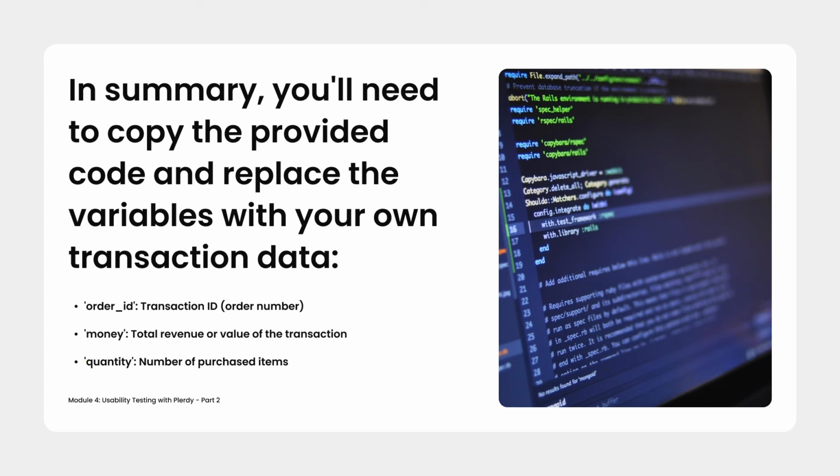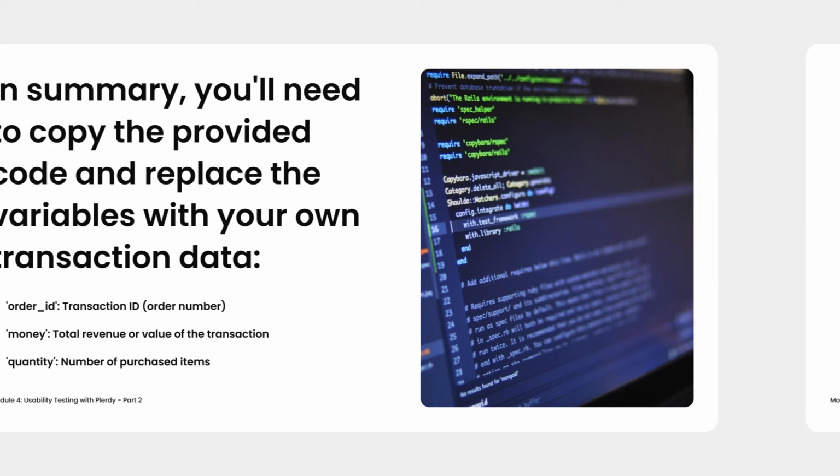Order_ID is the transaction ID or order number. Money is the total revenue or value of the transaction. Quantity is the number of purchased items. Next, install the edited script on the page that confirms a successful order. Place a test order to ensure the data appears correctly in the Plerdy e-commerce report. If everything matches up, you're good to go.